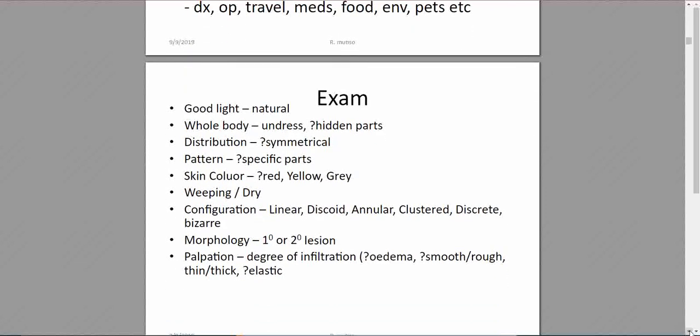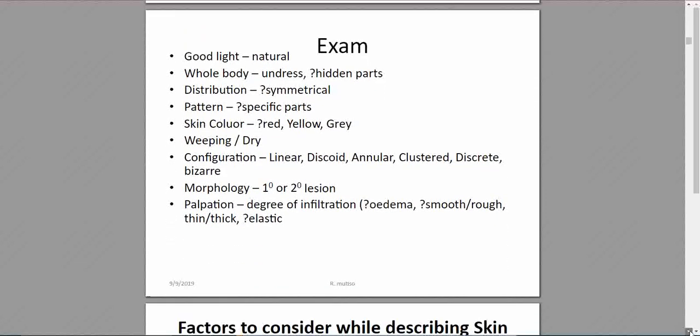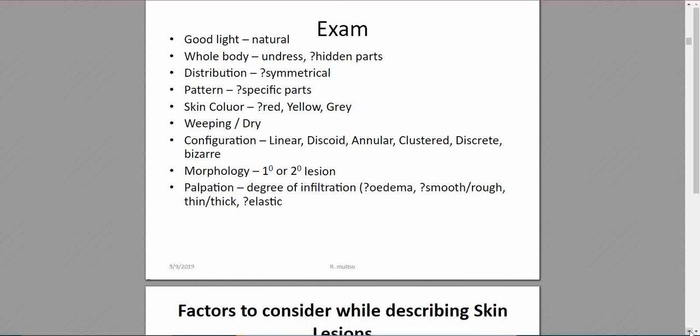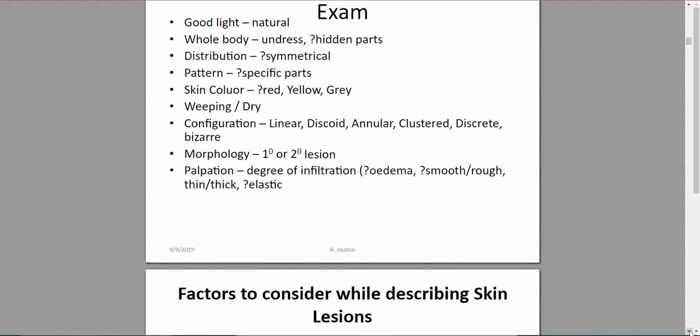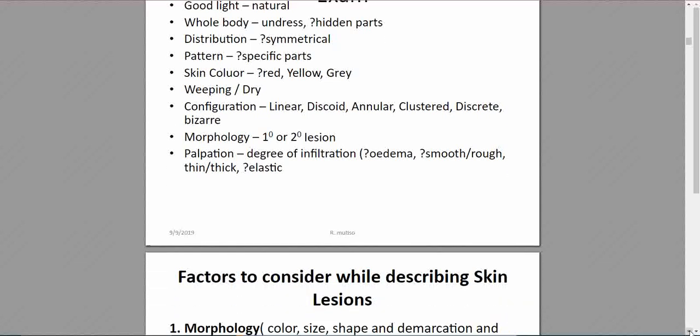For the exam, use good light and examine the whole body. Undress everything, including hidden parts. Distribution: check for symmetry, whether lesions appear in pairs, patterns, specific parts. Skin color: check whether red, yellow, gray. Weeping or dry? Configuration: is it linear, discoid, annular, cluster, discrete, bizarre? Morphologic: check for primary or secondary lesion.